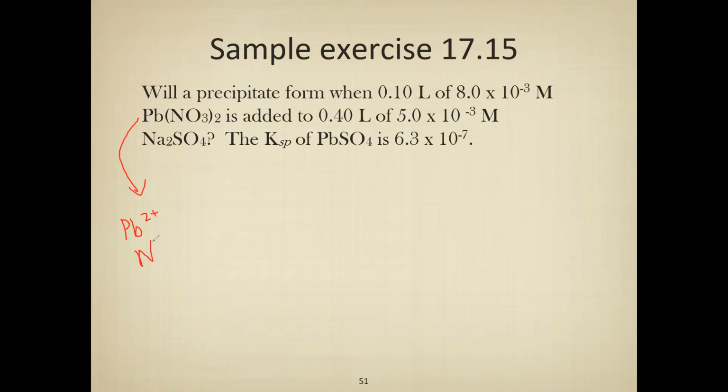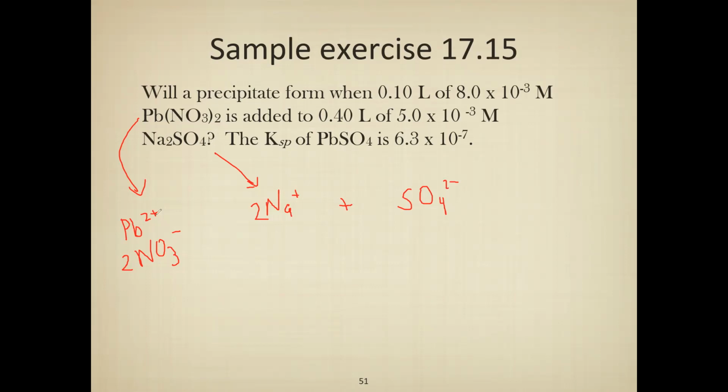And the lead(II) nitrate is going to give us lead ions, and really give us 2 of those nitrate ions. And then the sodium sulfate will give us 2 of the sodium ions and 1 sulfate. So when we're looking at this one, what we need to do is think about what the concentration of each of these ions is going to be.